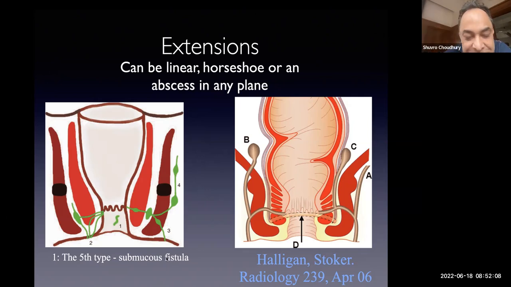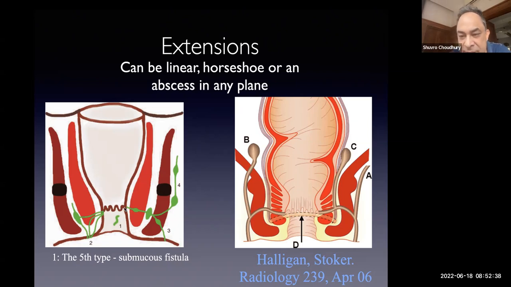But anyway, let me finish what I was saying. Okay. So what I was saying was that this tract here, going like this, can have further tracts coming down. It can have tracts coming down here, here, here. It can even have a horseshoe going like this and then a tract coming on the other side. But the internal opening is still only here.